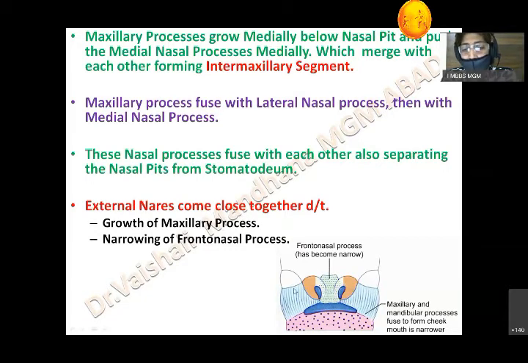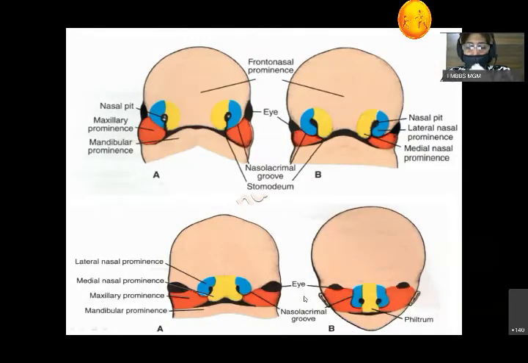Okay. So in the figure you can appreciate this blue color is the maxillary process. It fuses with the lateral nasal process, then it fuses with the medial nasal process, and these medial and lateral nasal processes also fuse with each other. Thus the nasal cavity is separated from the oral cavity. So this is in short the summary of face development.